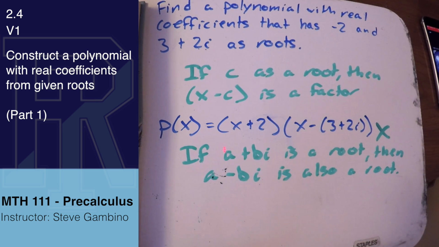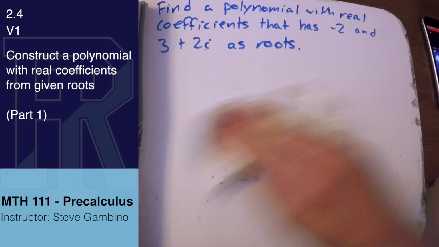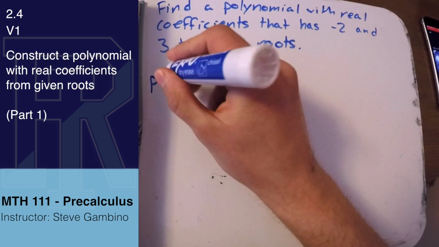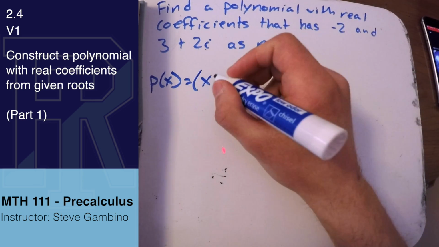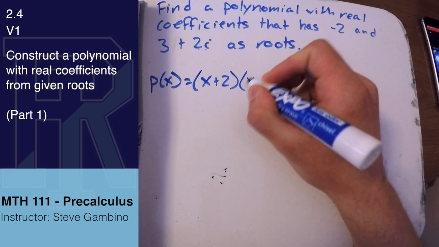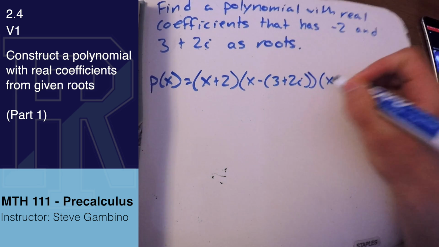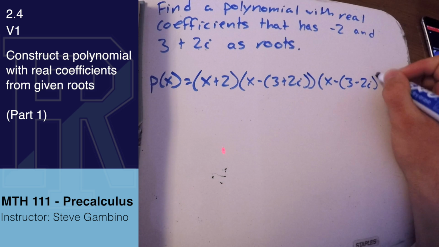Okay, and now knowing that, we can do the same things here and solve for our p of x with roots -2, 3 plus 2i, and 3 minus 2i. So we'll have some polynomial p of x equal to x minus -2, or plus 2. We'll have x minus (3 plus 2i), and we'll have x minus (3 minus 2i).